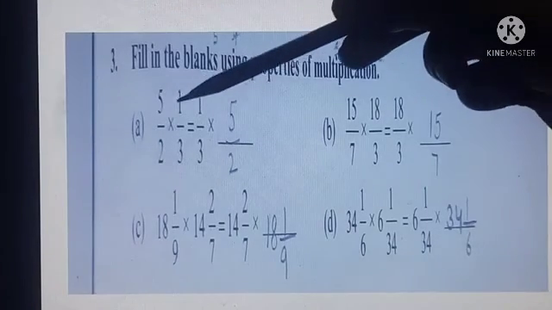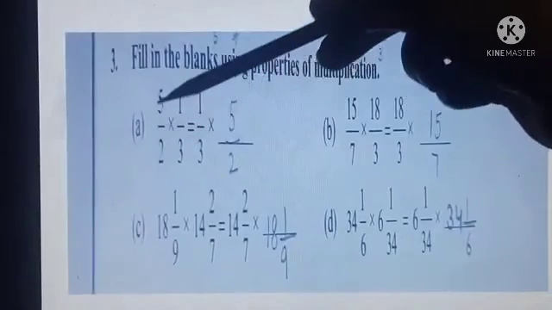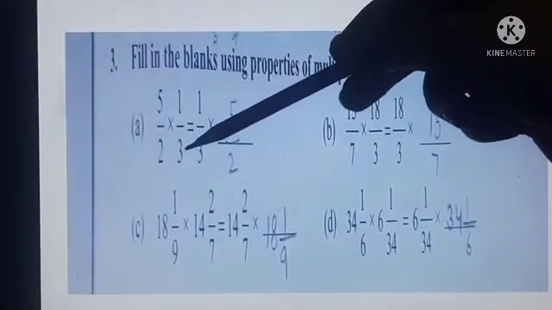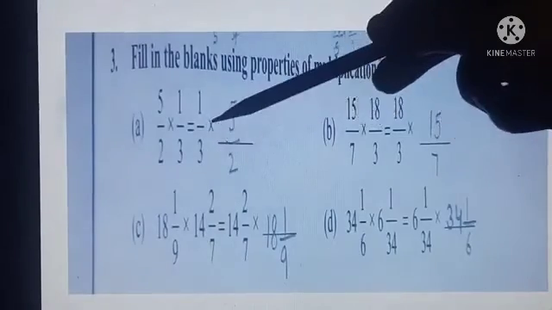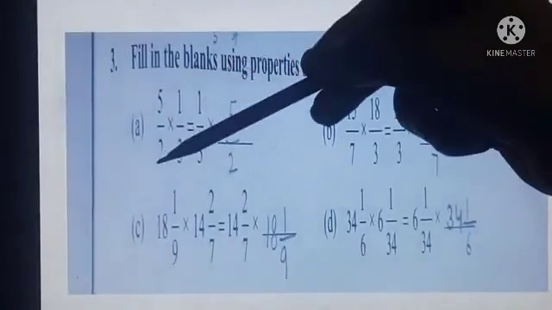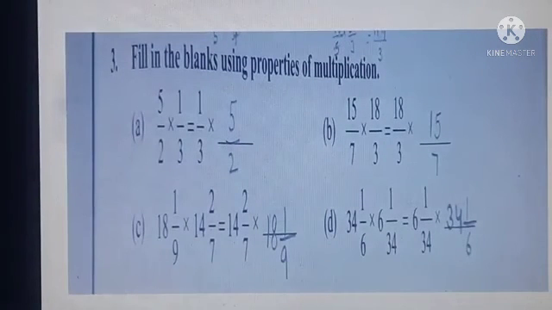So they have changed the order. 5 upon 2 was the first fractional number. 1 upon 3 was the second fractional number. Now 1 upon 3 is written first. Multiply by the missing number, which is 5 upon 2. So we will write down 5 upon 2 in the fill-up.